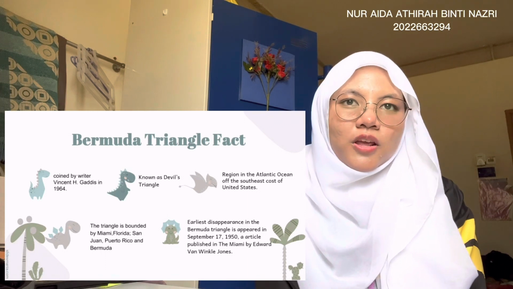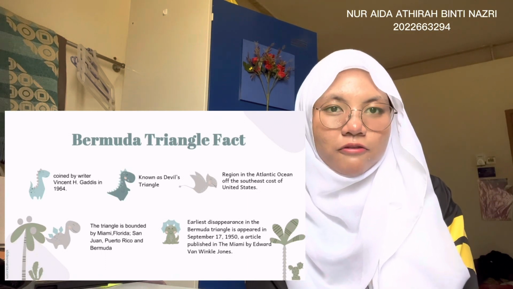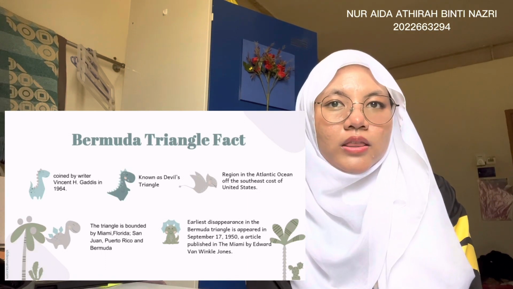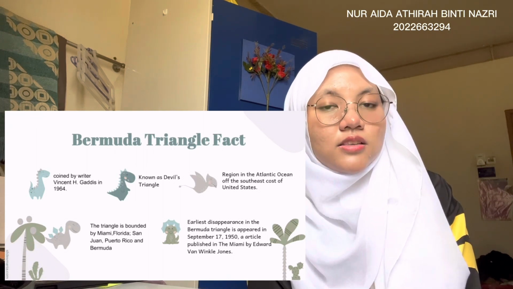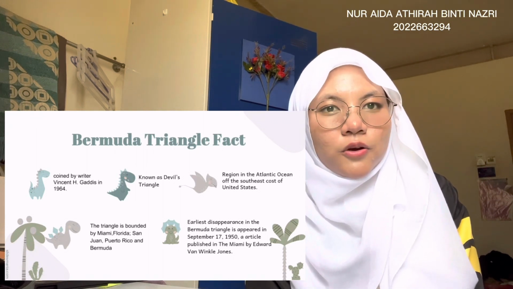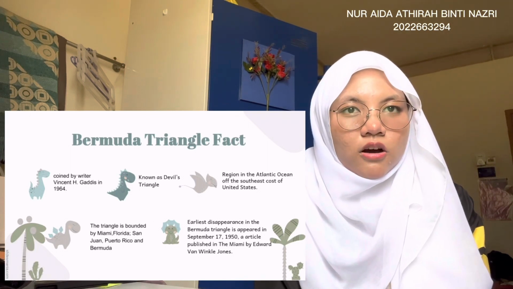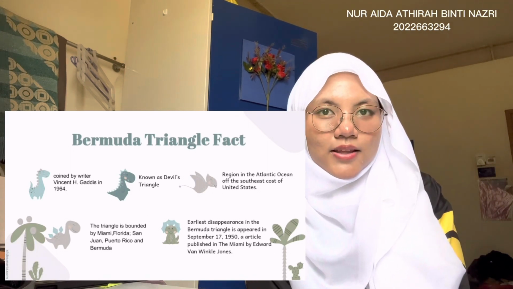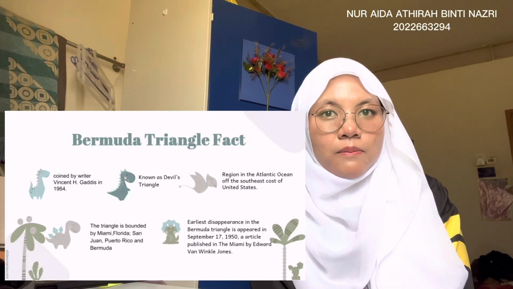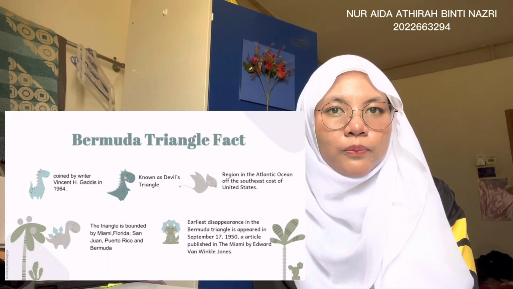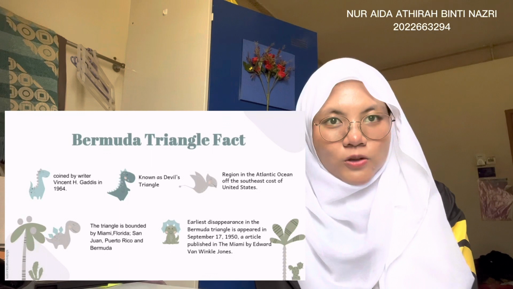So today I'm going to tell you about Bermuda Triangle facts. It was coined by writer Vincent H. Gaddis in 1964 and has been known as the Devil's Triangle, a region in the Atlantic Ocean off the southwest coast of the United States. The triangle is bound by Miami, Florida, San Juan, Puerto Rico, and Bermuda.